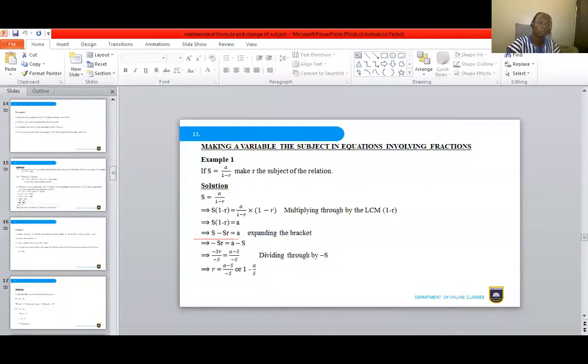Remove fractions if there are any by multiplying through by the LCM. Remove brackets. And factorize the terms on each side of the equation. Come again, please. Take that step again. Then remove brackets. Group like terms. Factorize terms on each side of the equation. Solve for the variable. Okay, all right. That's fine.